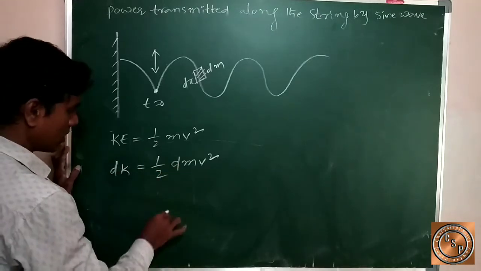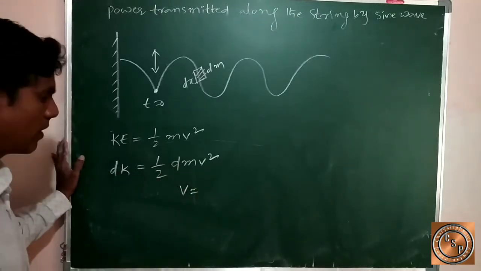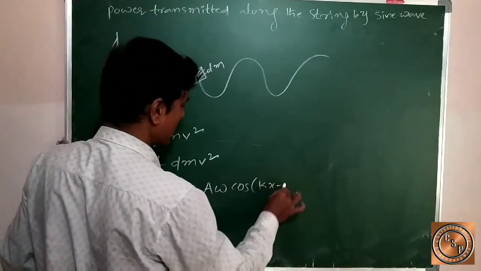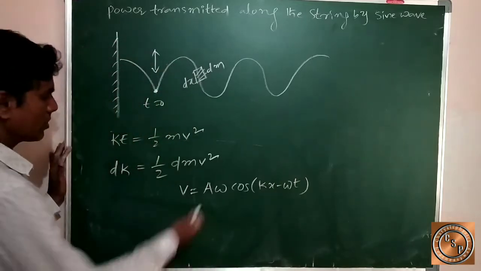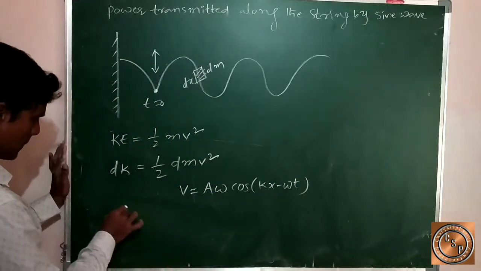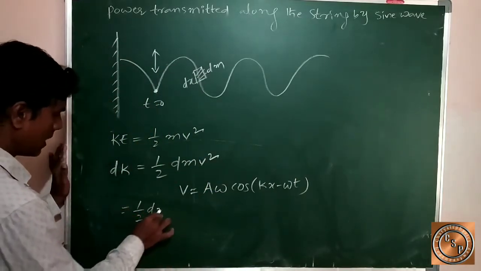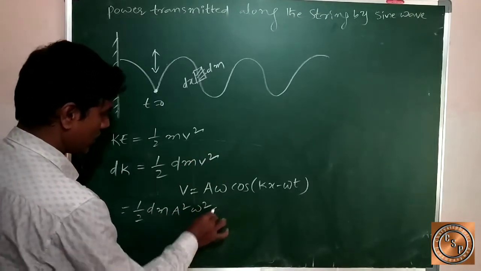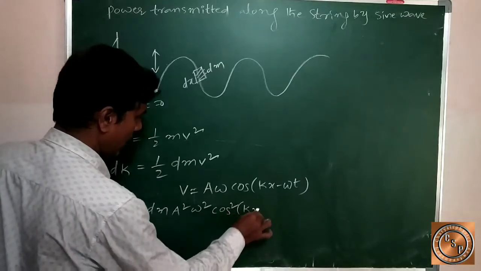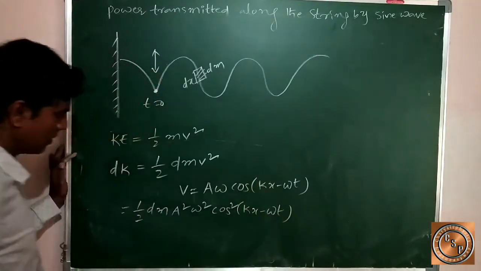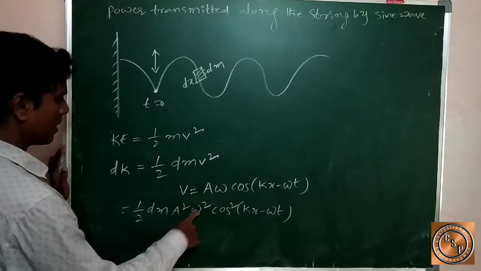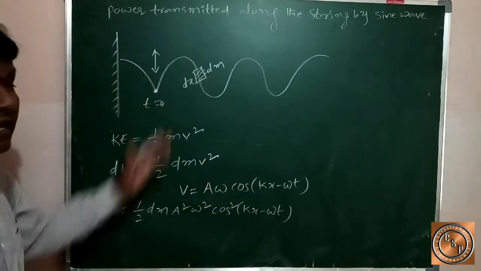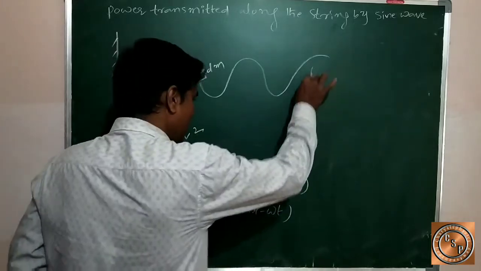So after that we know the velocity formula, v equal to a omega cos(kx minus omega t). So we can substitute in the place of v, that is half dm v square. V square means here a square omega square cos square(kx minus omega t), so half dm a square omega square cos square(kx minus omega t). Here dm, according to the linear density of the string.